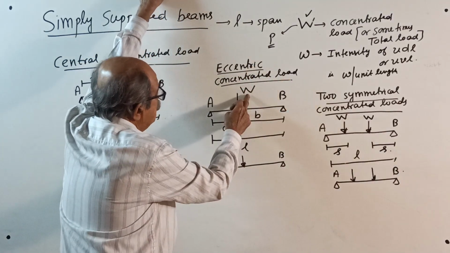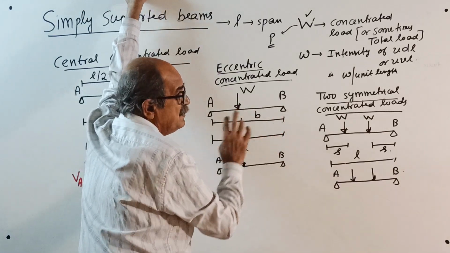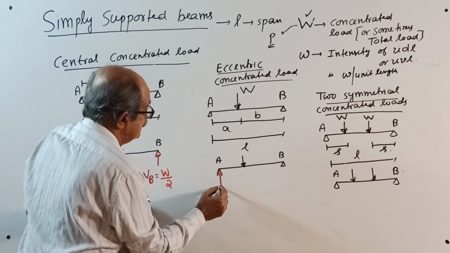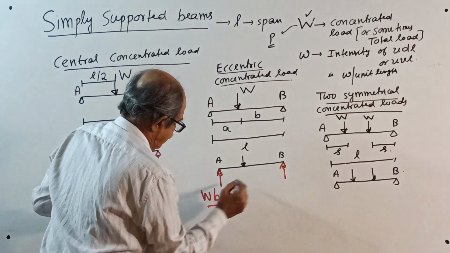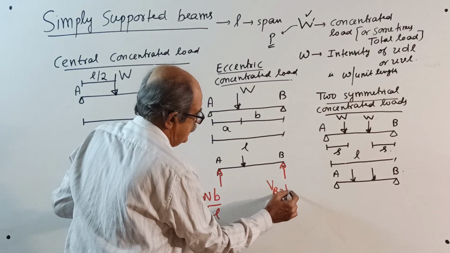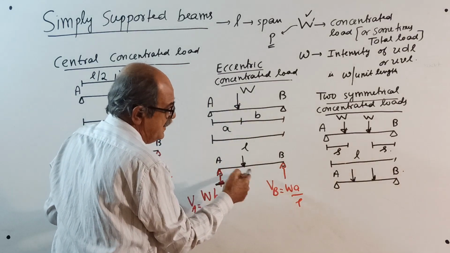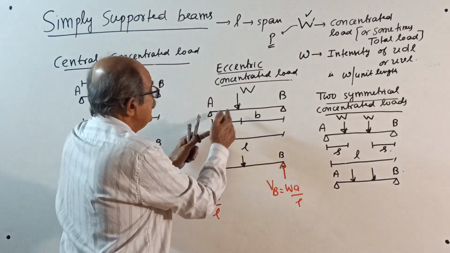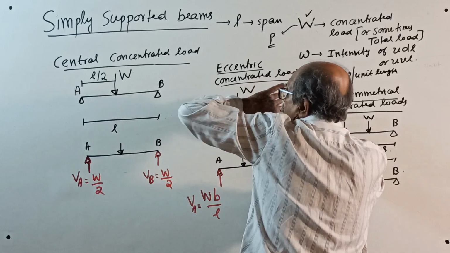Okay, now eccentric concentrated load, W. It is not at the center, here L by 2, L by 2. From one side A, other side B. Suppose the B is not given. I'll give the reaction now. VA equals W B by L, VB equals W A by L. I am not writing this sketch again, this all will repeat here. Same sketch. Now, this I told you: the reaction is load into the other distance by span.